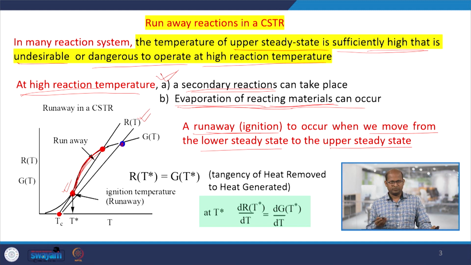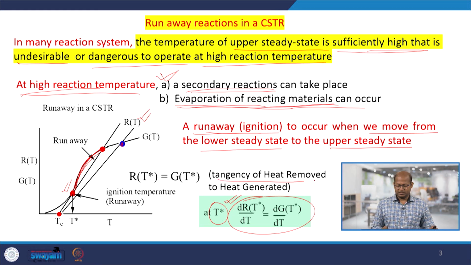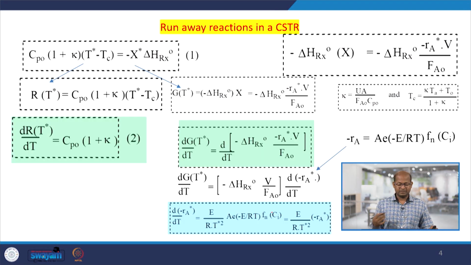So, we move from the lower steady state to the upper steady state temperature with just a slight increase of the heat generation. This condition is very good: at this particular T star, the temperature at which we are operating the reactor, the gradients of heat removal and heat generation are equal, so this is acceptable. But somehow that could change, decrease or increase. So, these are the terms that have come.